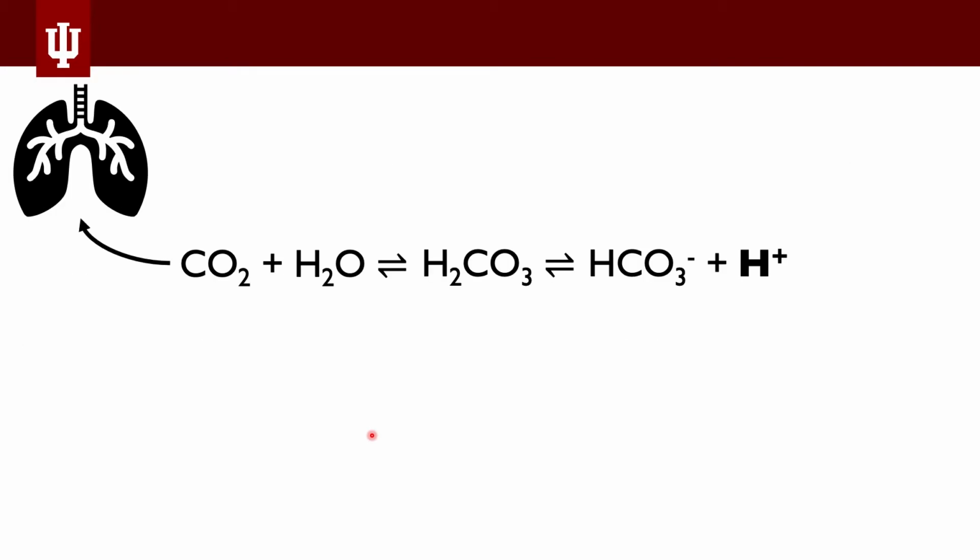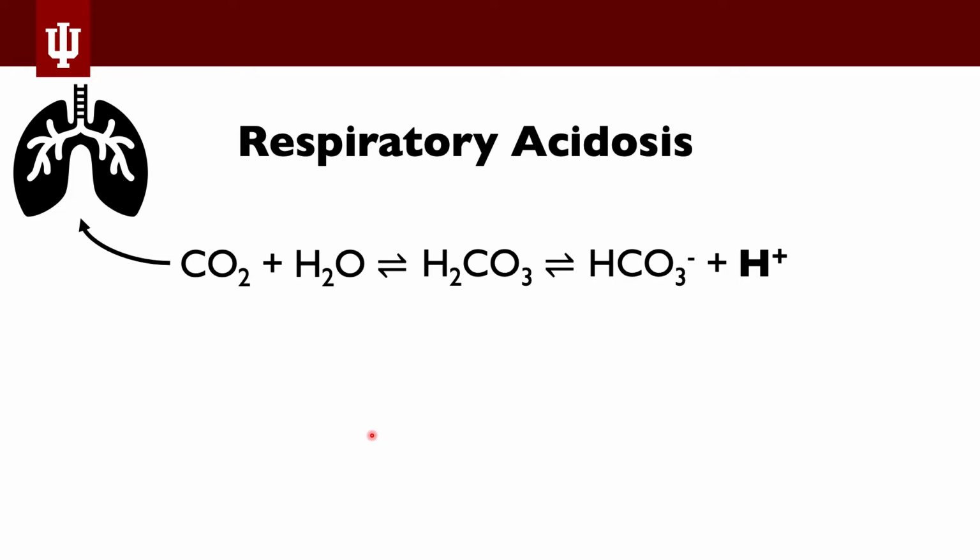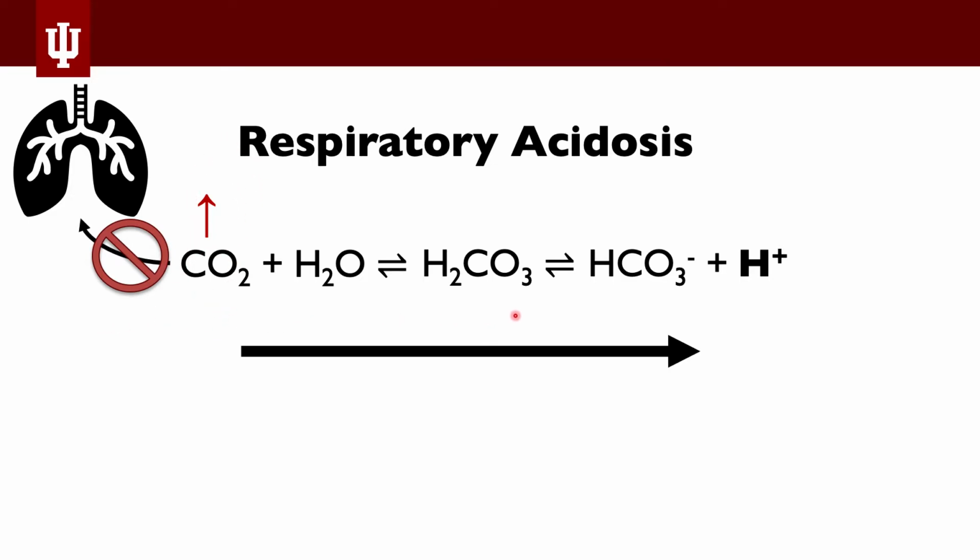All right, let's get back to this equation real quick, and let's talk about our first acid-base disturbance, which is respiratory acidosis. Respiratory acidosis is simply when the lungs are not able to ventilate or expel carbon dioxide at an appropriate rate. So the carbon dioxide, or PCO2, starts to go up, and that drives this entire equation this direction. That causes the formation of carbonic acid, which then breaks apart into bicarbonate and hydrogen ions, which is what causes the drop in pH, or acidosis.